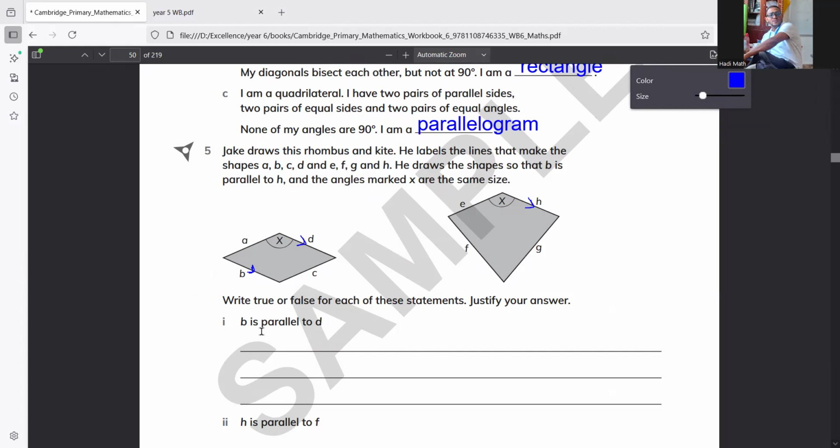They say B is parallel to D. Yes, this is true. Reason: because they are opposite sides in this shape, a rhombus, or you could say a parallelogram. They are opposite sides on a rhombus.